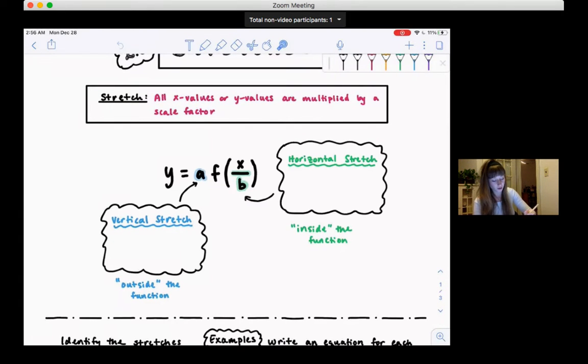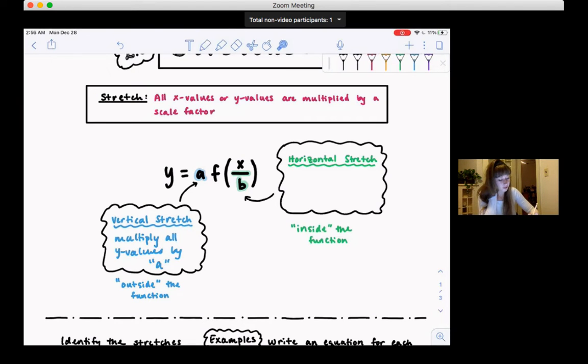So again, like always, the vertical is outside the function, so it's going to be out front. And we're multiplying by a number out front. So if we're multiplying by a number like 10 out here, it would be a vertical stretch by 10. And to do a vertical stretch, you're going to multiply all the y's by whatever number this is. So if this was 10, I would multiply them all by 10. If it was 30, I would multiply them all by 30. In this case, we'll say by a.